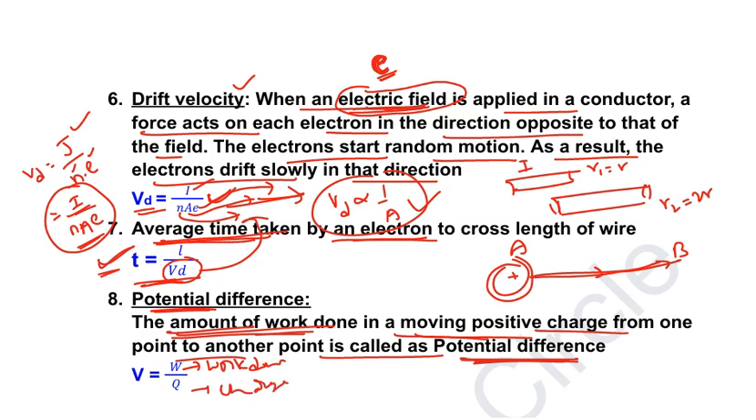In many problems they will give you the potential difference and charge. We need to calculate the work done. They will give you two different voltages and we need to take the difference of that, and multiply with Q, then you will get the work done.